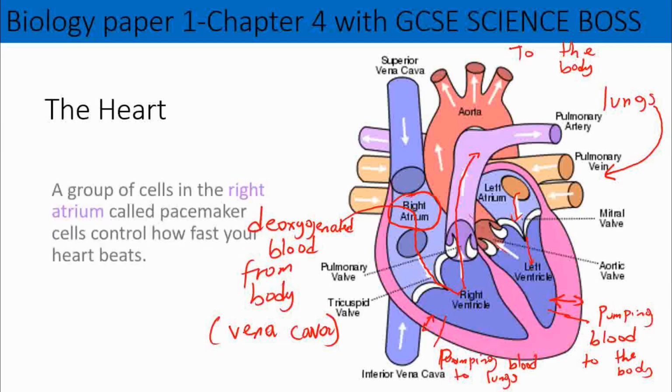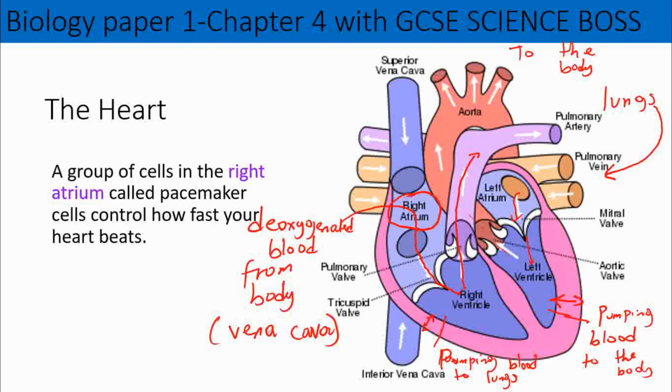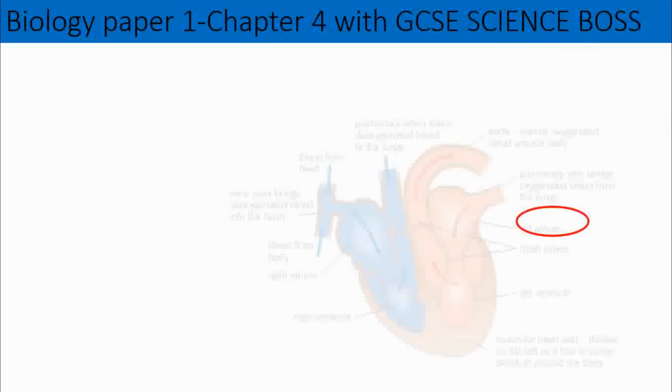You also need to know about a group of cells which are found in the right atrium, which are called the pacemaker, and this controls how fast the heart beats. So that group of cells, they're called the pacemaker, and it is found in the right atrium. Okay, good. Now let's move on.